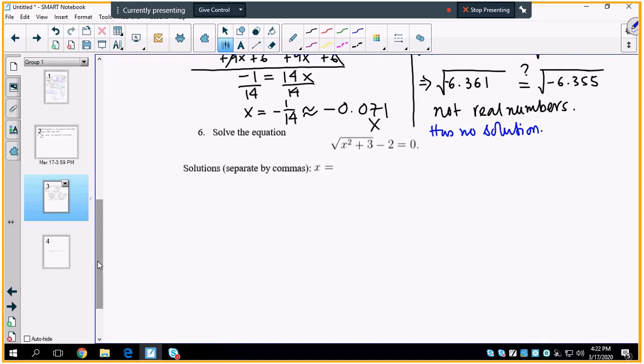Problem number 6 has only one radical expression. So you want to see that radical expression written by itself. So we will start by adding 2 on both sides, and we will get square root of x squared plus 3 is equal to positive 2. Then I will square both sides.